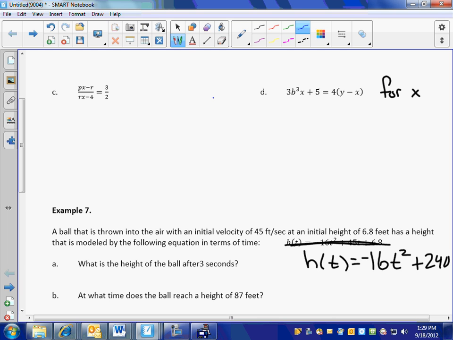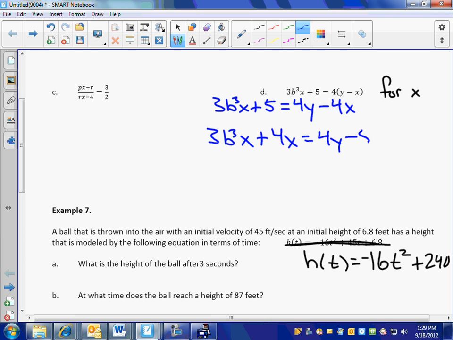Distribute the 4. Very good. 3b to the third x plus 5 is equal to 4y minus 4x. Now, the rule that I gave you yesterday is that you have to get all of your x's on one side. So we will go 3b to the third x plus 4x equals 4y minus 5. Is everybody okay with that step?